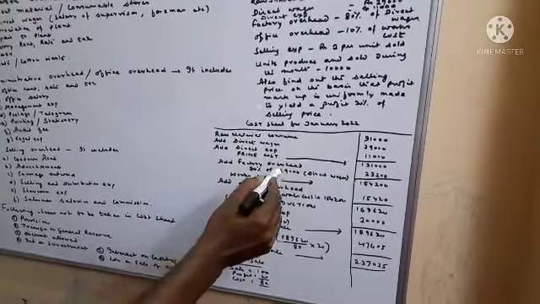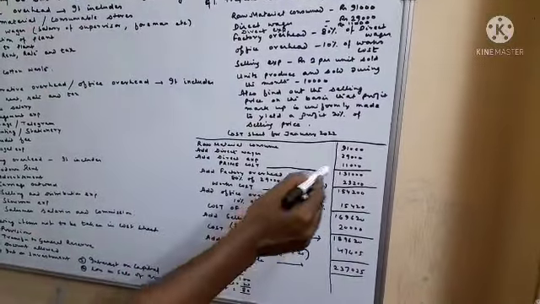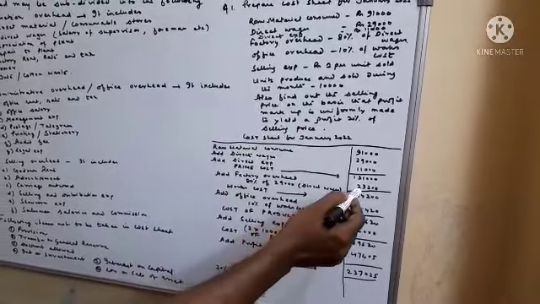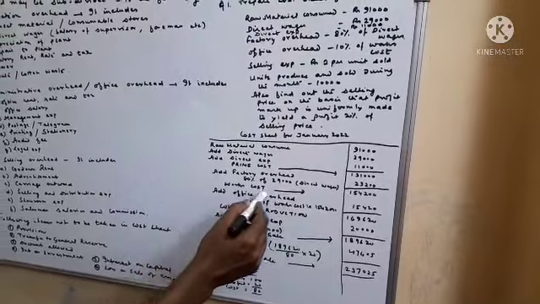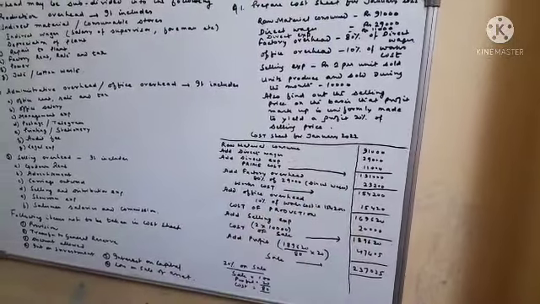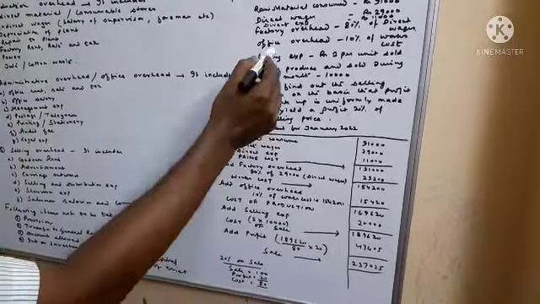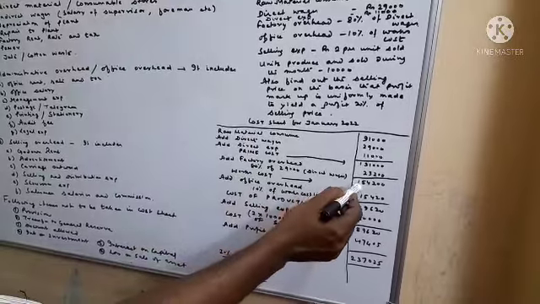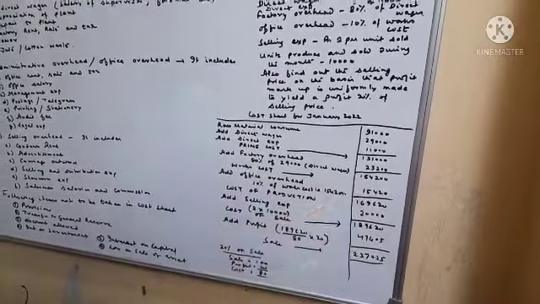Add factory overhead. What are they telling about factory overhead? 80% on direct wages. So direct wages, how much? 29,000. So 80% on 29,000, result will be 23,200. What will be the result? Work cost 1,54,200. And office overhead. What is the question telling about office overhead? 10% on work cost. Work cost, how much came? 1,54,200. Result will be 15,420.